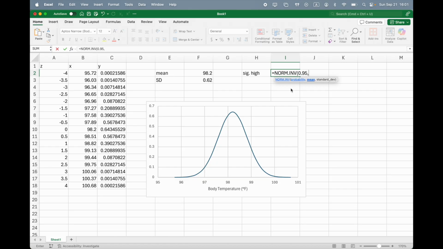So now for the mean, we're going to specify 98.2. And we are going to specify 0.62 for that standard deviation. And when we press enter, we get a value of 99.2 when rounded. Notice that this is the same value that we got when we did this by hand.